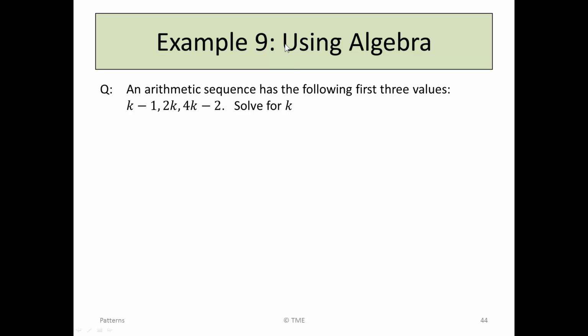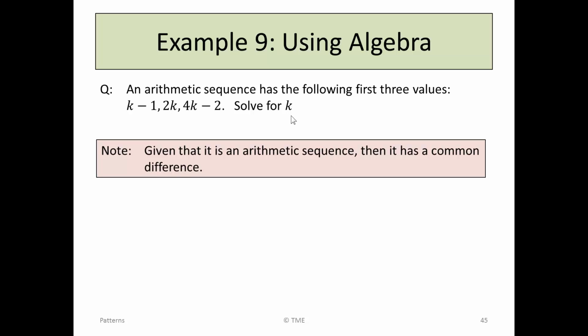Example 9. Here's an example where they use algebra in addition to your arithmetic sequence. An arithmetic sequence has the following first three values: k minus 1, 2k, and 4k minus 2. And you're asked to solve for k. There's an important hint in the question. You're told it's an arithmetic sequence. So given that it's an arithmetic sequence, it must have a common difference.